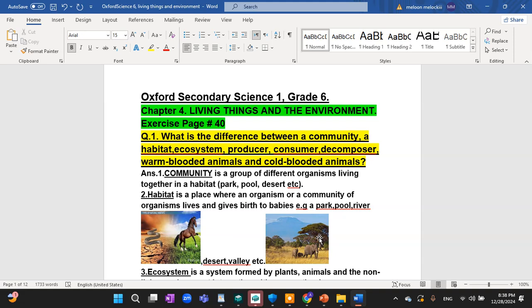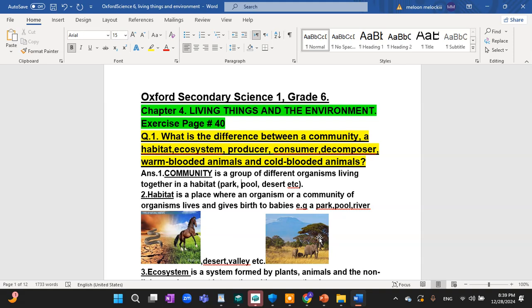So today I am going to start chapter number 4 of Oxford Secondary Science, Grade 6, chapter number 4, Living Things and the Environment. This exercise page number is 40. Question 1. What is the difference between a community, a habitat, ecosystem, producer, consumer, decomposer, warm-blooded animals, and cold-blooded animals?